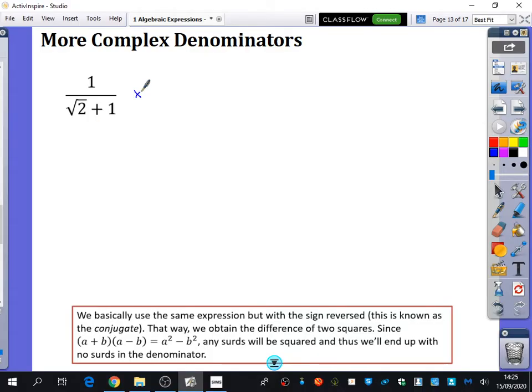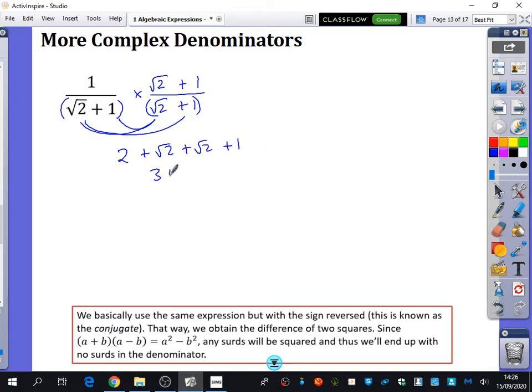If you multiply it by root 2 plus 1, we get a bit of a problem. Even if you know what's going on, I'm just going to show you why it's a problem. When you do the denominator, you would have the root 2 times root 2, which is 2, the root 2 times 1, which is root 2, the root 2 times 1, which is root 2, and the 1 times 1, which is 1. So the denominator becomes 3 plus 2 root 2, which still has an irrational number in it.